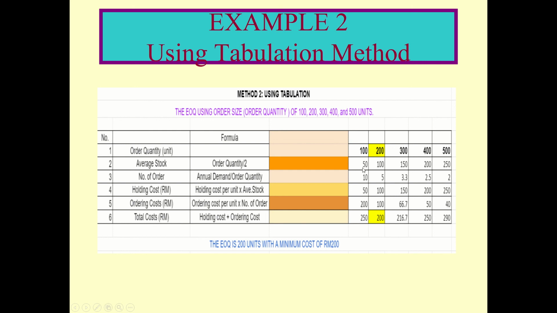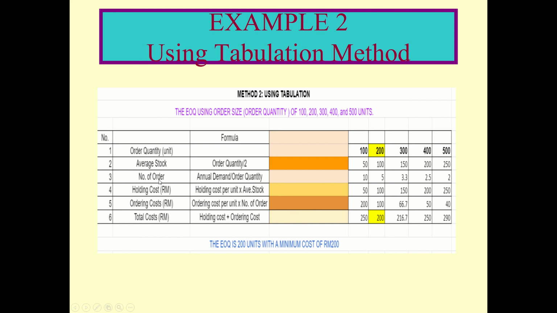You will get 50, right? And then for 200 unit, you will get 100 as the average stock because you divide 200 with 2. And for 300 unit, you divide with 2, you will get 150. 400 unit, you divide with 2, you will get 200. And then the last one, 500 unit, divide with 2 equal to 250.